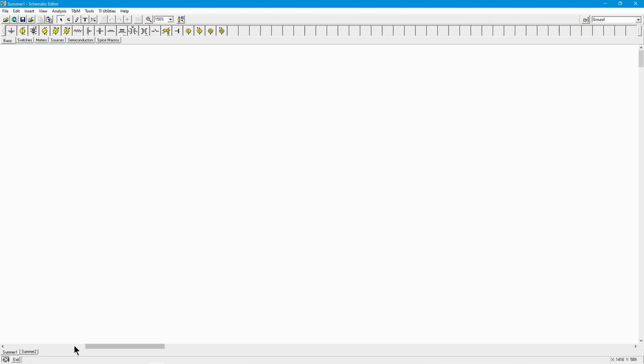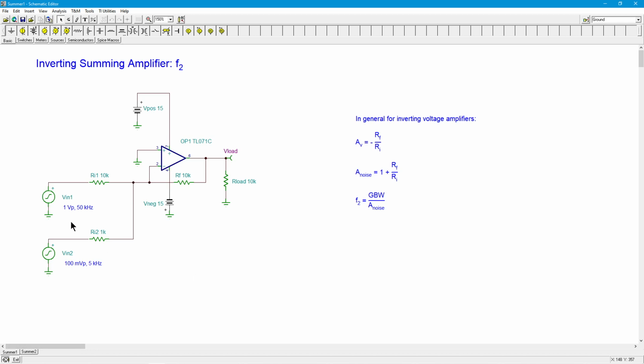In this video, we are going to be talking about the upper break frequency, the F2, of an inverting summing amplifier. Something like this. I'm showing this with just two input channels. You could have three, four, five, however many.